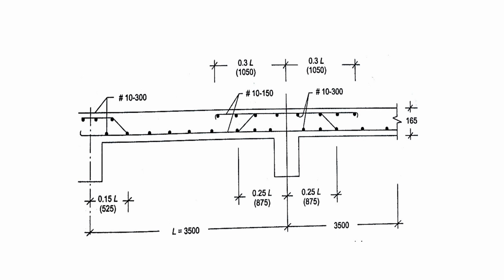Here is the reinforcement detail diagram. The length L is equal to 3500 mm, and let us provide 0.3 into L, that is 10 mm bars at 150 mm reinforcement at the top, and in the bottom let us provide 10 mm bars at 300 mm center to center distance. The depth of the slab is 165 mm. Thank you.